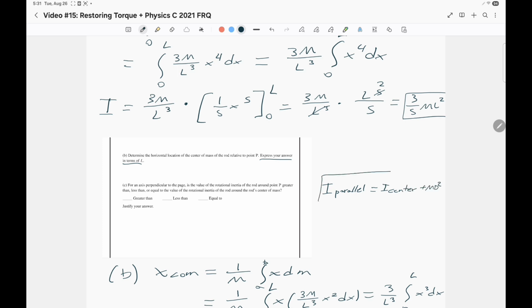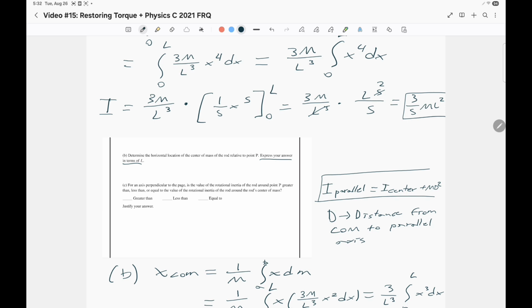This is what's known as the parallel axis theorem. What this essentially states is that the rotational inertia of an object through a parallel axis equals the rotational inertia through its center of mass, plus md squared, where d is the distance from the center of mass to the parallel axis. This is how you relate the rotational inertia of an object through its center to that of a parallel axis a distance d from that center.